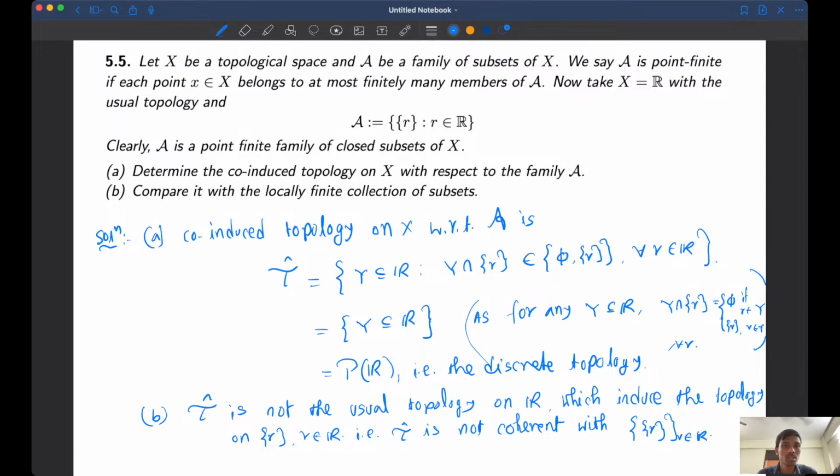Okay, so that is all about this point finite thing. In some sense, this point finite collection does not bother about the usual topology that X had. Because by my choice of collection, it does not involve any topology, so it's natural to not have any connection with this coherentness also. Okay, so now go to the next one.